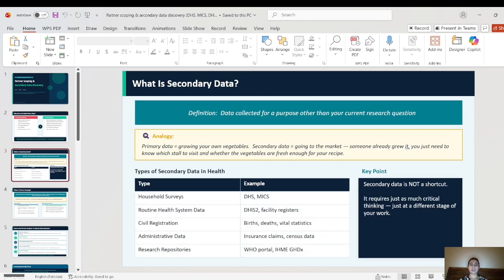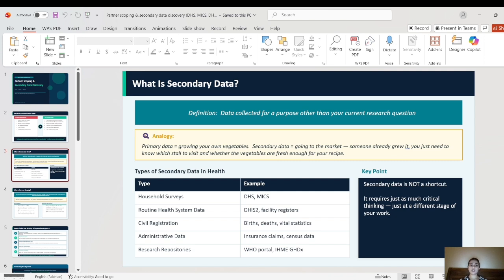What is secondary data? It is data that had been collected for a purpose other than your current research question. Primary data is like growing your own vegetables. Secondary data is like going to the market. Someone already grew it. You just need to know which stall to visit and whether the vegetables are fresh and enough for your recipe or not.